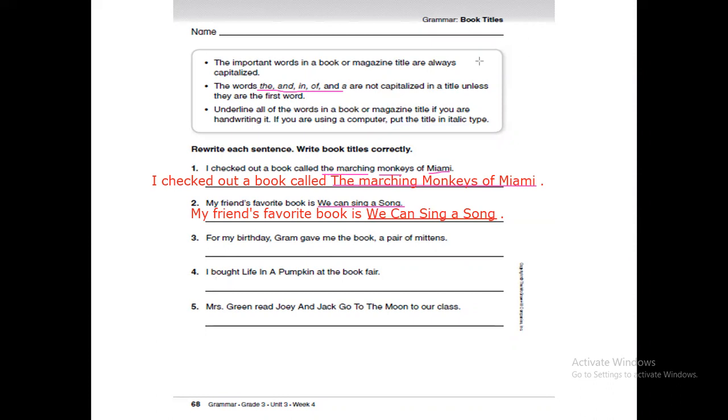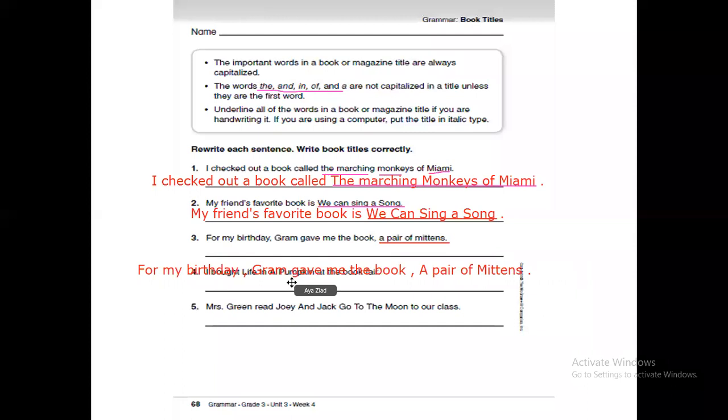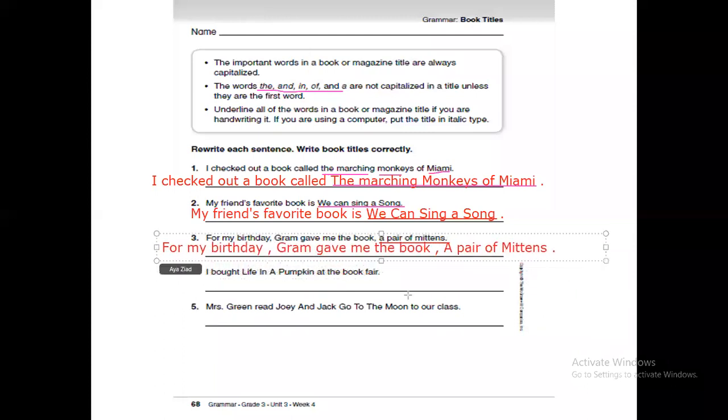Number 3, for my birthday, Graham gave me the book. This is the title of the book, A Pair of Mittens. We will capitalize A because it's in the beginning of the title. We will not capitalize of because it's not an important word. So for my birthday, Graham gave me the book. Now let's write the title of the book, A Pair of Mittens. Let me put it on the line and underline the title of the book here. A Pair of Mittens.